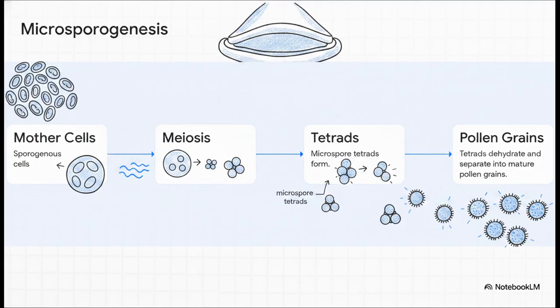And inside those sacs is where microsporogenesis goes down. It's a step-by-step cellular division. Basically, compactly arranged sporogenous tissue cells step up to act as pollen mother cells. Through the process of meiosis, they divide to form microspore tetrads. Then, as the anther matures and naturally dehydrates, those tetrads separate and develop into thousands of individual mature pollen grains that are ready to be released into the world.